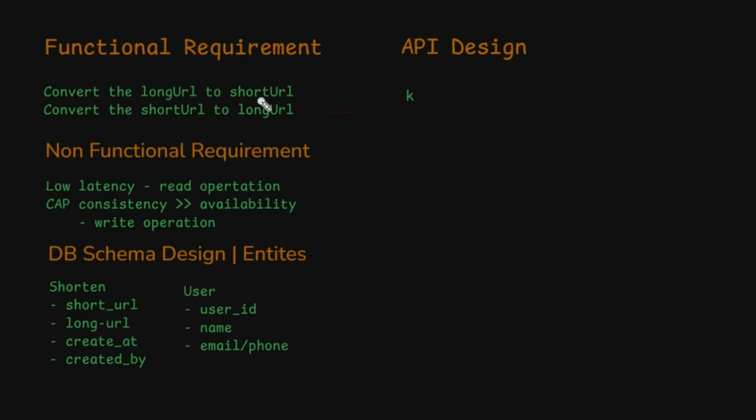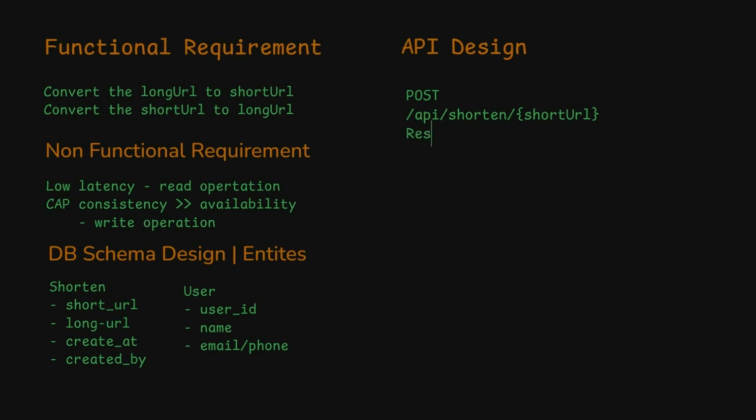So with that, let's start with generating the short URL. This is basically a write operation, so we must have the POST API, and the POST API format would look like this. This is an API for shortening the URL. Here we can provide the long URL as a query parameter.